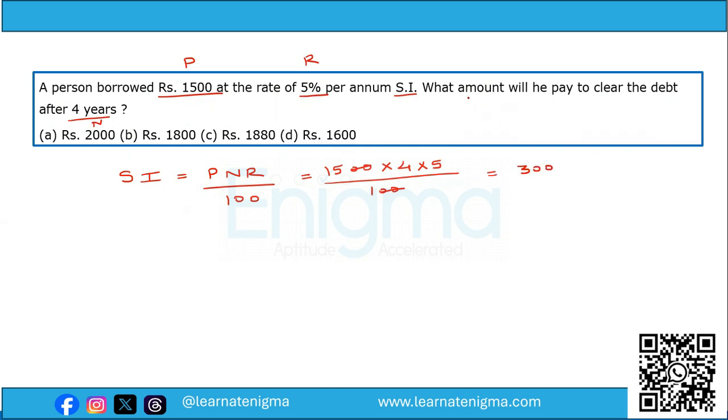Now the question asked is what amount? Amount is equal to principal plus interest. Now principal is 1,500, interest is 300. So therefore amount will be rupees 1,800. Hence option B will be our answer.